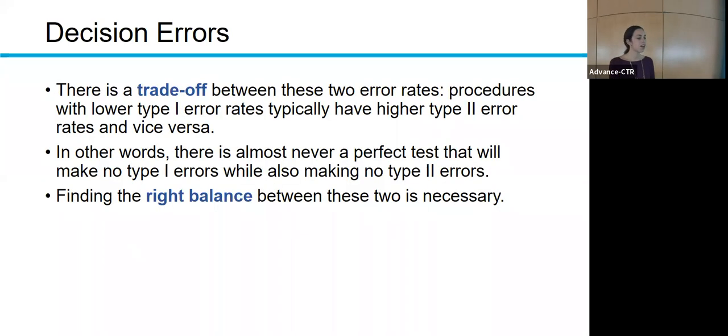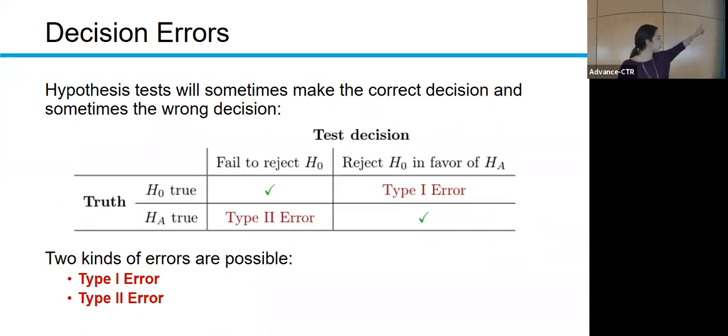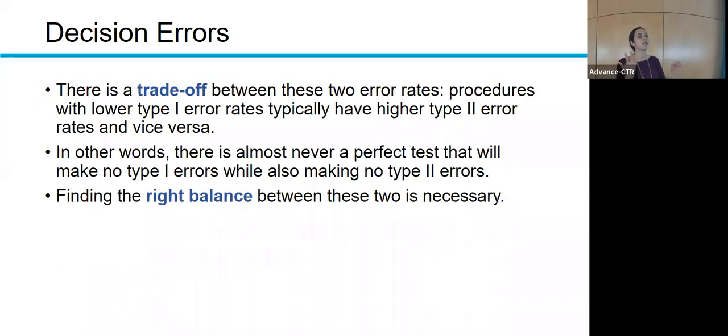That's a great question. So unfortunately, what we'd want to do is actually minimize both the type 1 and the type 2 errors so that most people can be placed into these green boxes. But unfortunately, similar to the concepts of sensitivity and specificity, there is a trade-off between these two error rates. So usually a test that has a lower type 1 error rate tends to have a higher type 2 error rate and vice versa. So for most things, we don't have a perfect test that's going to make no type 1 and no type 2 errors. So finding the right balance is really what's necessary.